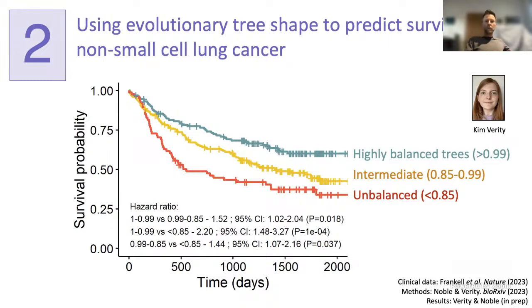And what's more, Kim showed that even if you control for staging and grading, the standard ways of stratifying patients, this still has predictive power. So it adds to what clinicians can currently do. And this is super interesting. And I would like to know, how do you understand this connection between survival and tree balance?